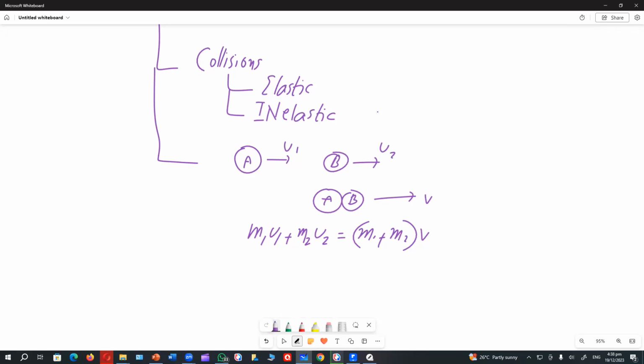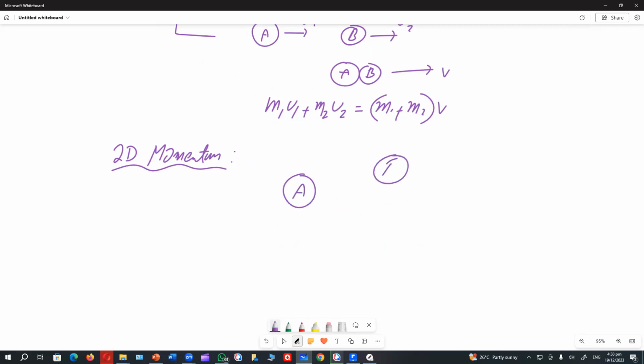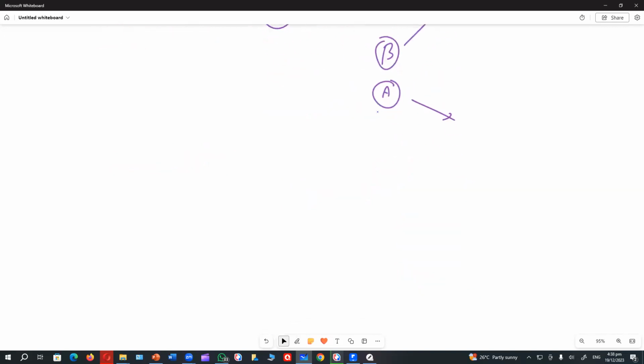2D momentum is the last discussion point, and 2D momentum actually means that when objects collide in two dimensions, suppose that one is disk A and this is disk B and it's coming like this. After collision, suppose A goes down and B goes up. This is called 2D momentum. How we solve a question, I have shared two videos on it.